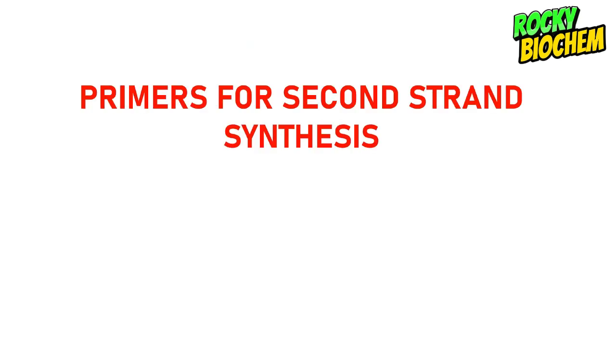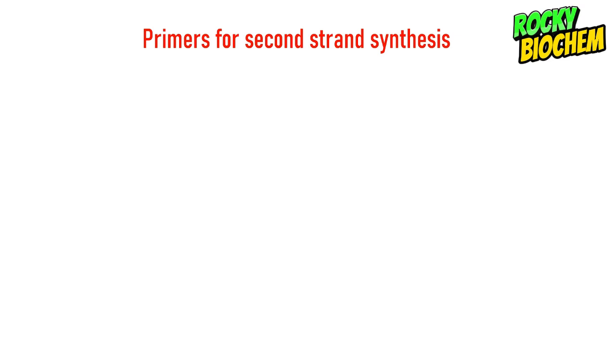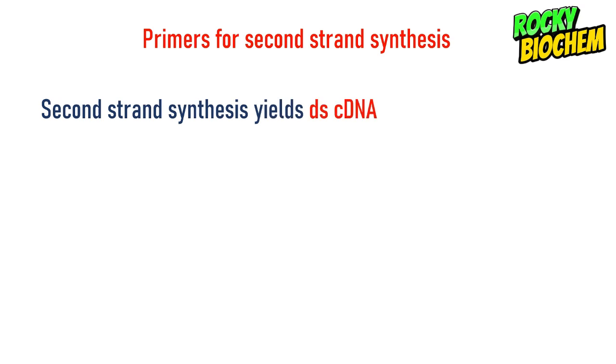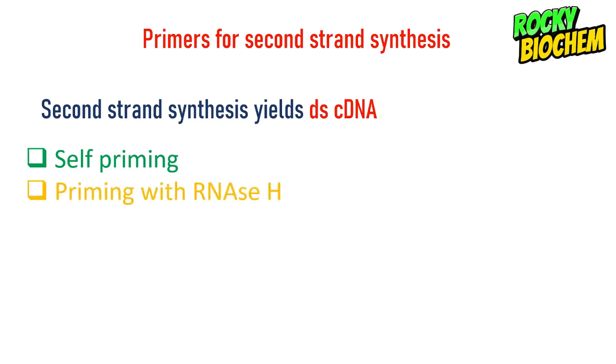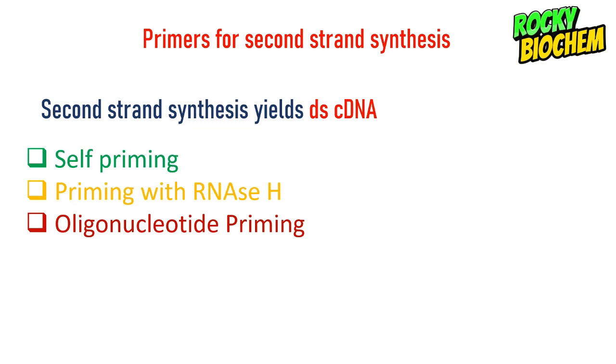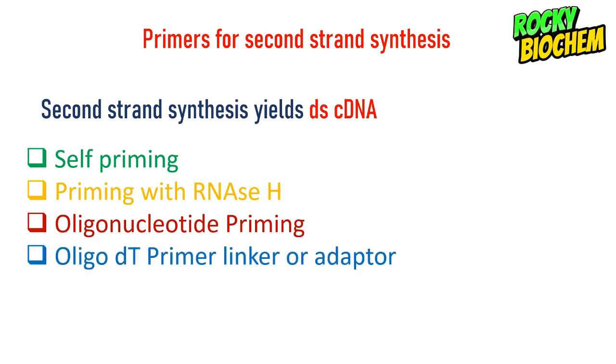Let me continue with primers for second strand synthesis. As I said, the synthesis of the cDNA used for cloning occurs in two steps. We have to first synthesize the first strand, and then we have to degrade the mRNA of the hybrid and replace it with another cDNA strand to get a double-stranded cDNA molecule that we can use for the cloning. So for the second strand synthesis, we can make use of different types of primers, and they include self-priming, priming with RNase H enzyme, priming with oligonucleotides, priming with oligo dT primer linker or adapter, and random priming. I am going to take each of them one after the other and explain them in detail.